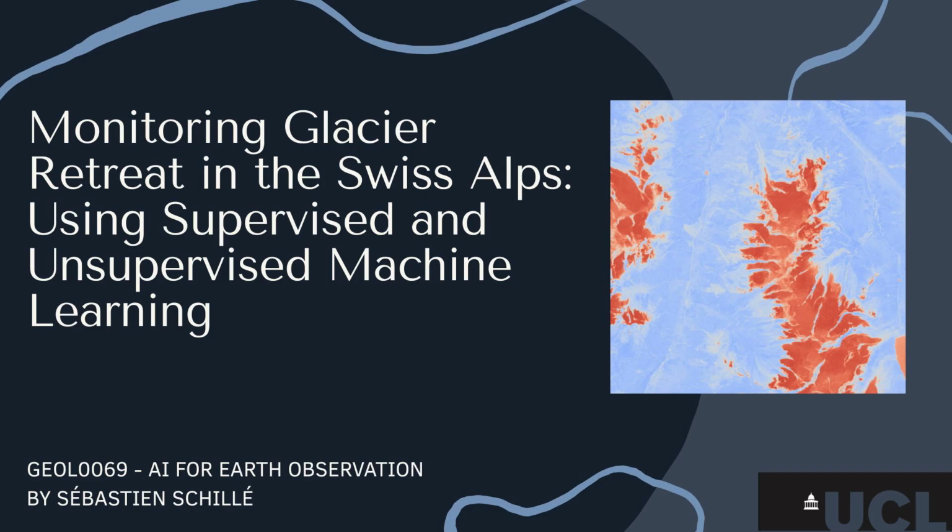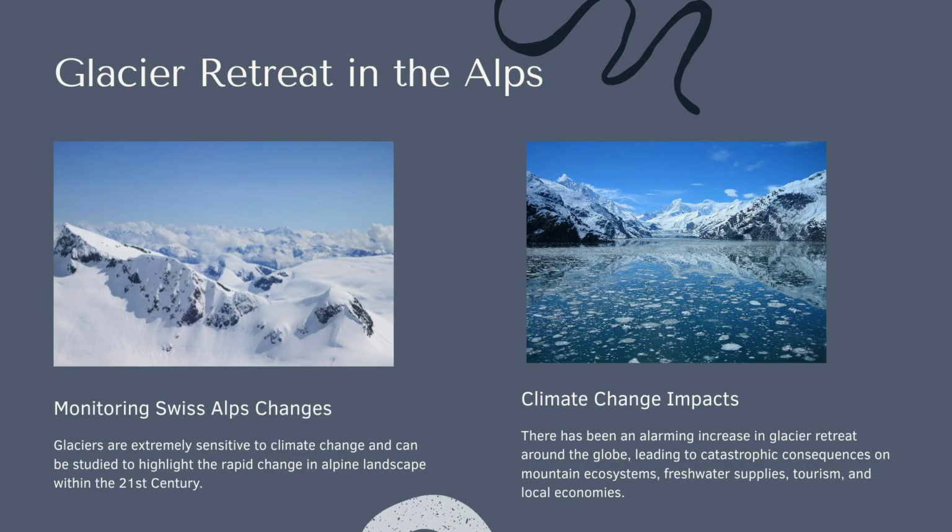My name is Sebastian Schiele, and today I'll be talking about monitoring glacier retreat in the Swiss Alps using supervised and unsupervised machine learning tools. Glaciers are extremely sensitive to climate change and can be studied to highlight the change in alpine landscape. In recent years, there has been an alarming increase in glacier retreat across the globe, which leads to catastrophic consequences on mountain ecosystems, freshwater supplies, tourism, and local economies.